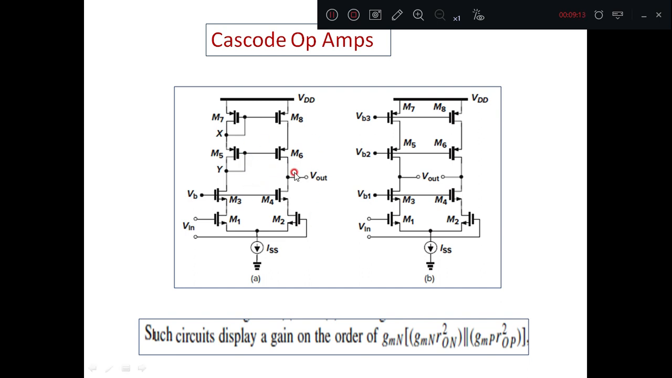See, here in the first figure, we are taking the output from one point, and in the second figure, we are taking the output between 2 points. Therefore, this is called single-ended and this is called differential output generation. And such circuits generate a gain of the order of GmN RON squared parallel to GmP ROP squared. This is about the brief introduction of what is cascode op-amp.